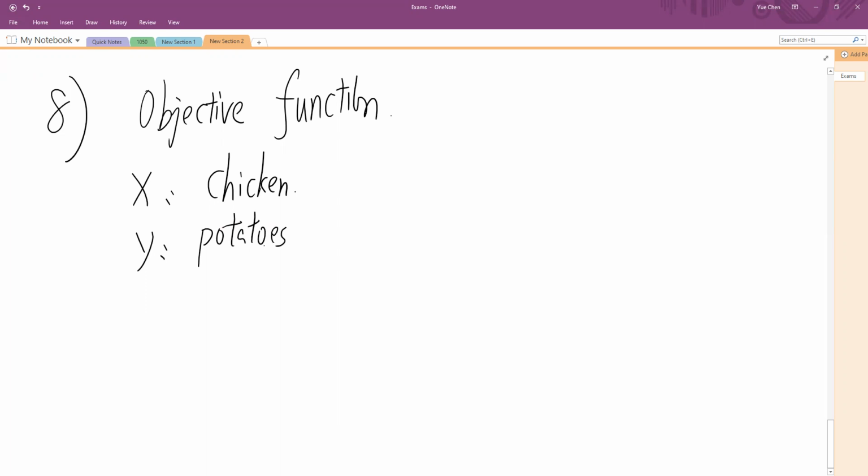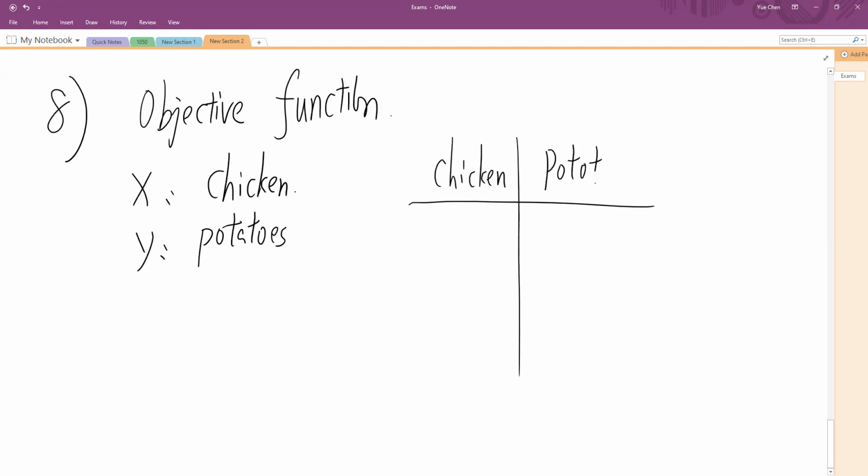Each ounce of the chicken is 0.35, right? Okay, we can use a table if you want, but this is a very easy one. This is the chicken, this is the potato. So per ounce, the price is 0.35 for chicken, and potato is 0.02.